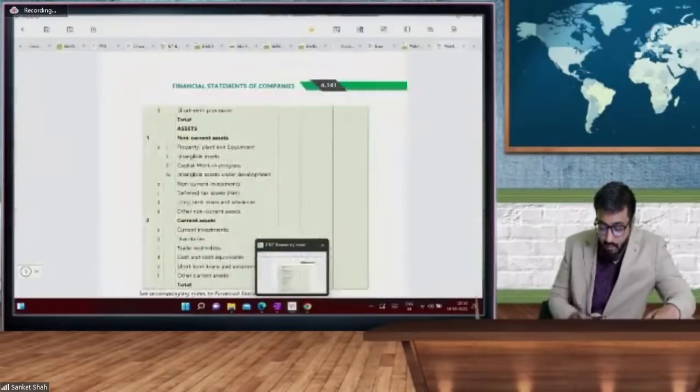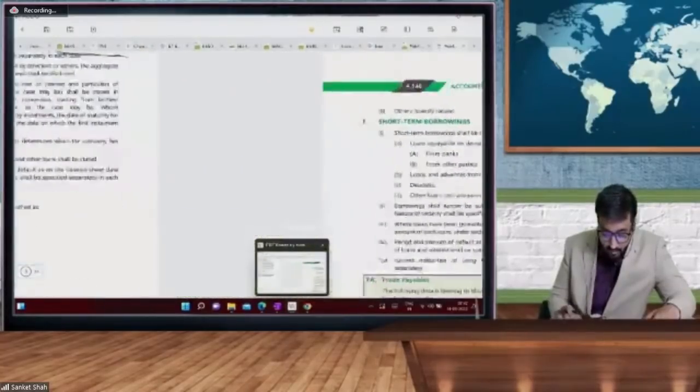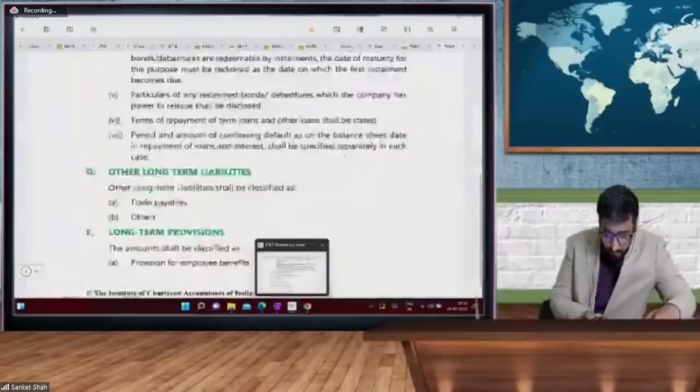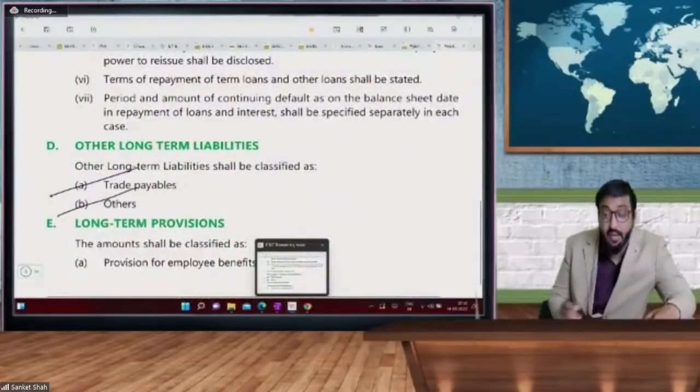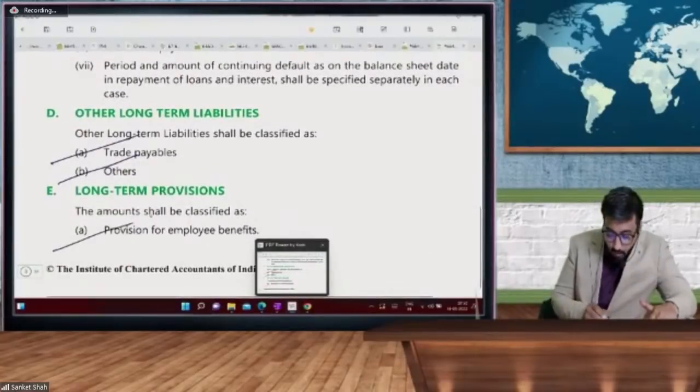Other long-term liabilities. Now long-term liabilities we have completed. Other long-term liabilities means more than 1 year. That trade payable, trade payable is there, but this payable is not short-term. It is not within the operating cycle. It is more than 12 months. Okay, and others. Long-term provisions. So long-term provisions means provision for employee benefits.